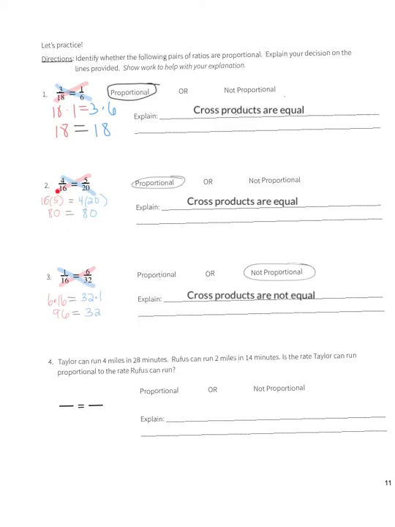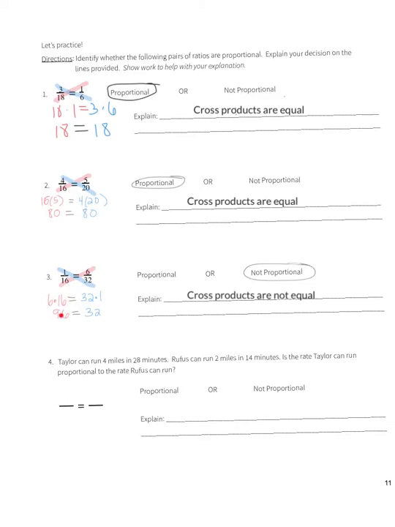When we do the cross products here, 16 times 5 is 80. 4 times 20 is equal to 80. 80 and 80 are equivalent, so yes, those are proportional. Cross products are equal.